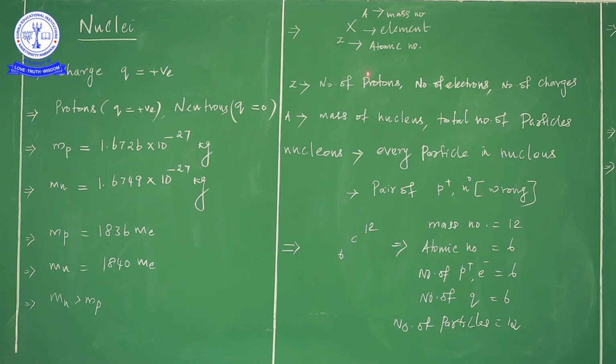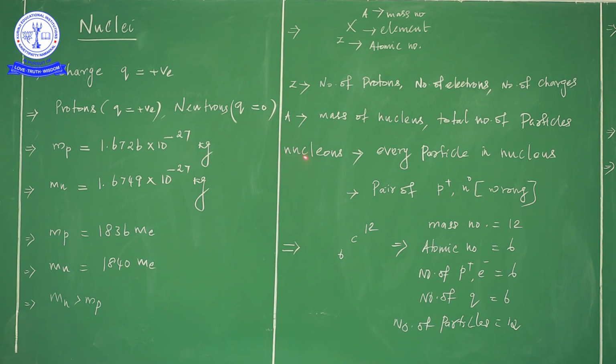So if you want to know the number of protons in the nucleus, the number of electrons in the orbital, or the number of charges in the nucleus, we can use atomic number. Suppose we want to calculate the mass of the nucleus or the total number of particles in the nucleus, we can use the mass number. So here X is the element, Z is the atomic number, A is the mass number. Atomic number should not be calculated as the A written on top. Z is the atomic number, and A is the mass number.